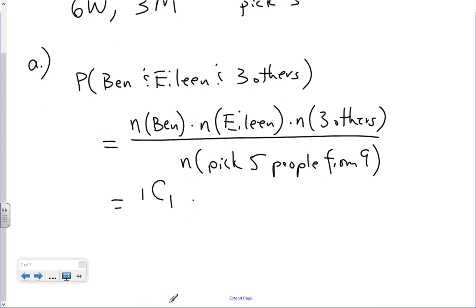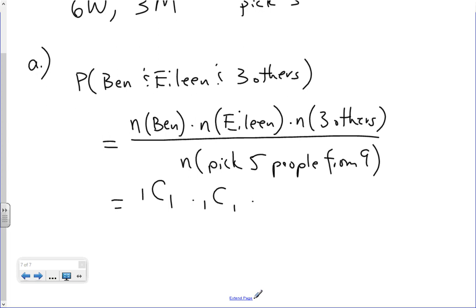Let's multiply that by the number of ways of picking Eileen. Again, how many people are named Eileen? There's one person named Eileen, and we have to choose that one person. So it's 1 choose 1 for Eileen, the number of ways of picking Eileen. And then finally, multiply that by the number of ways of picking 3 more people. Well, we've already picked Ben and Eileen, so that's 2 of the 9 people gone.